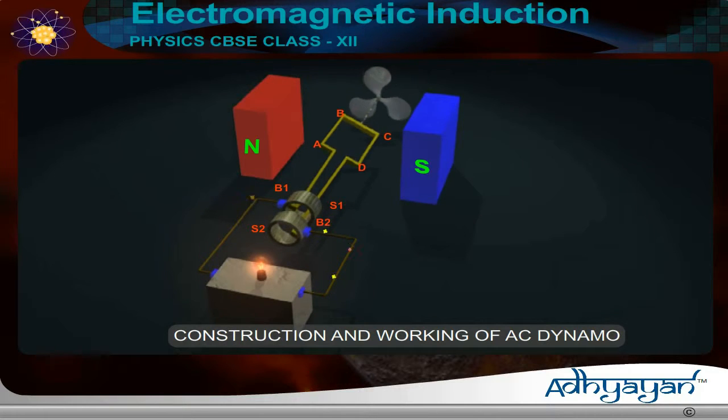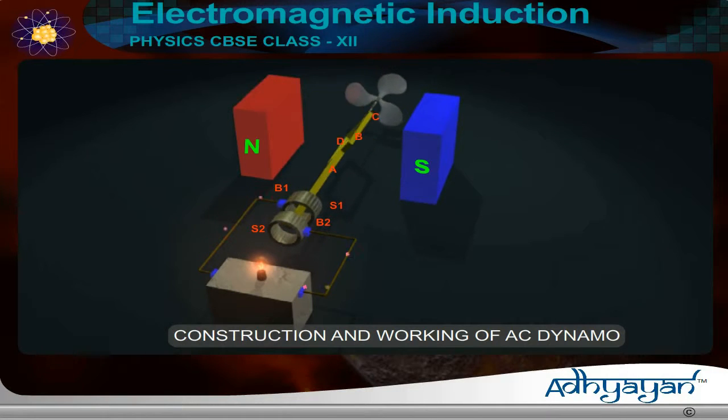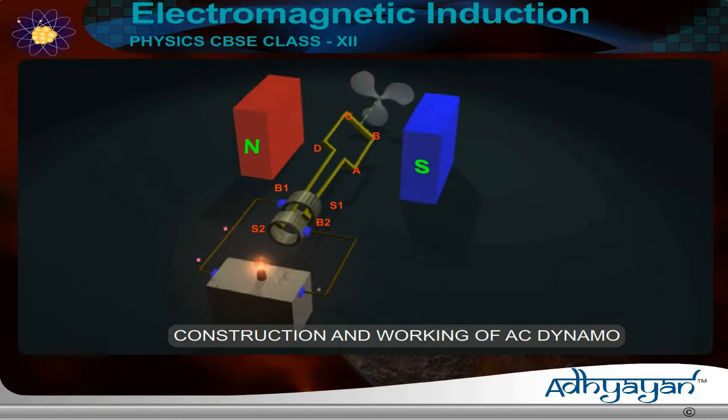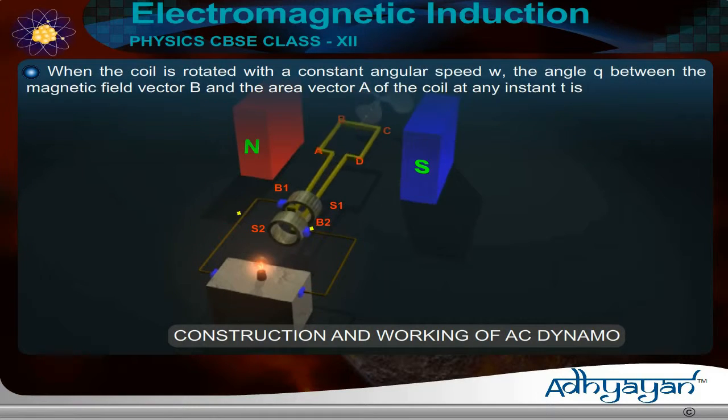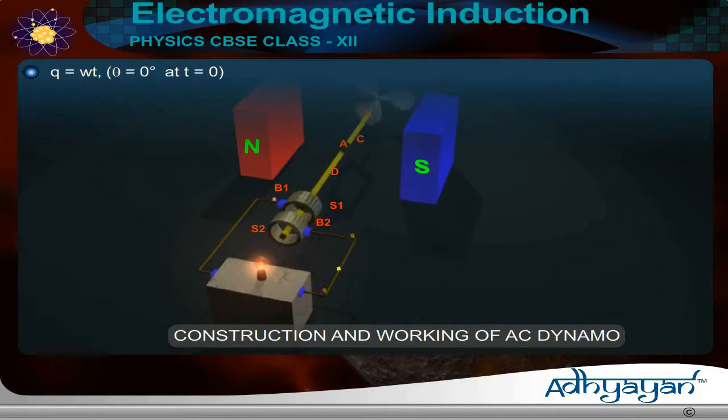As the coil rotates in a magnetic field B, the effective area of the loop is A cos theta, where theta is the angle between A and B. When the coil is rotated with a constant angular speed omega, the angle theta between the magnetic field vector B and the area vector A of the coil at any instant t is theta = omega t, where theta = 0 degrees at t = 0.